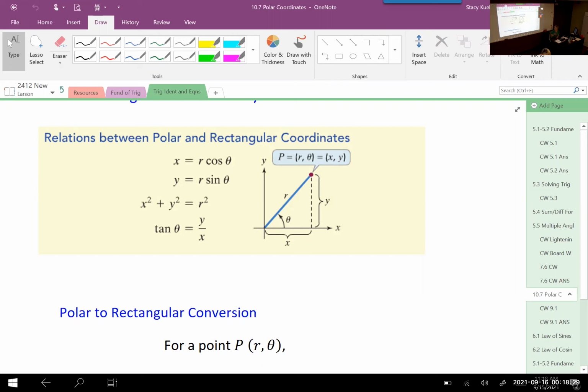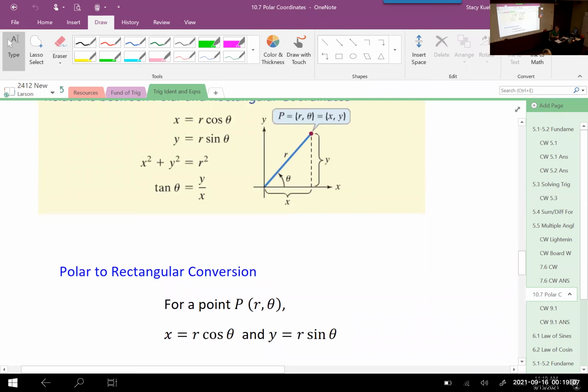To find r, we've been doing this all along. That would just be the hypotenuse of our triangle, because this is right triangle trigonometry that we're looking at here. So x squared plus y squared is equal to r squared. And then we know that tangent theta is equal to y over x. So those are the conversions that we're going to use to be able to convert between the two systems. And all of that is stuff that we were familiar with. So nothing in here is really new.